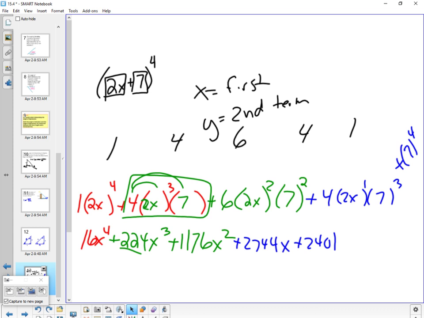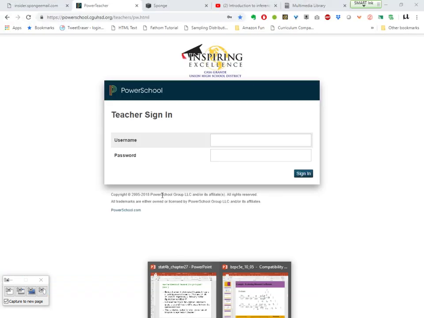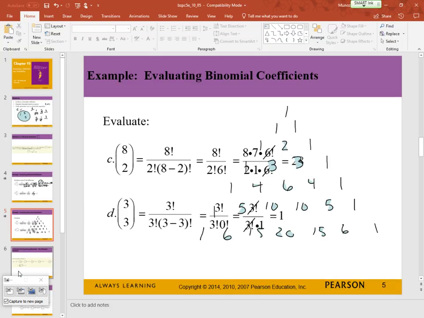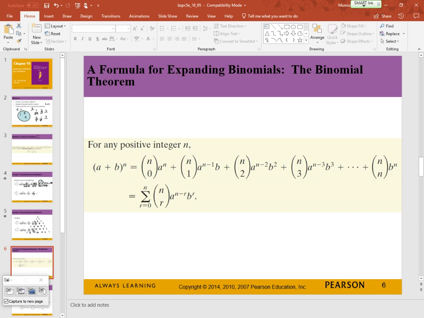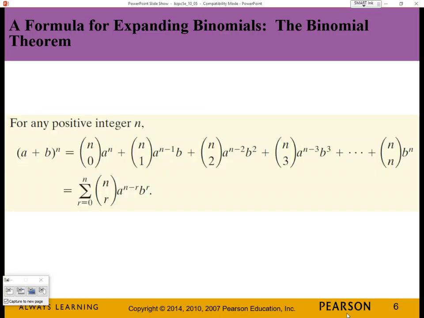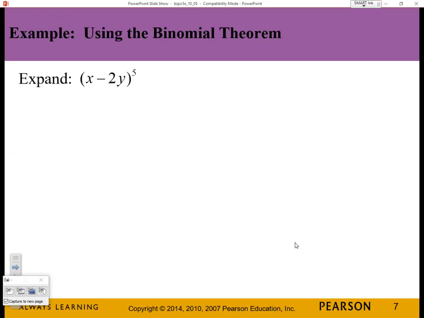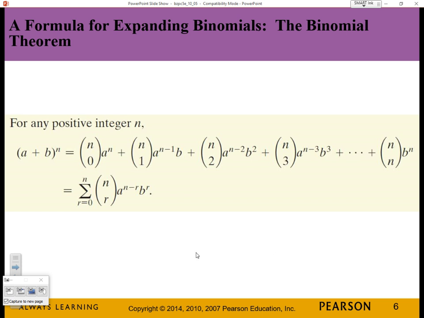So I set that up because here's the formula they give you, and you'll see it in the book, and I don't want it to scare you. I remember that. Okay? That's the formula they give you. It's what we just did. Notice how they do n choose 0, n choose 1, n choose 2, n choose 3, n choose 4.